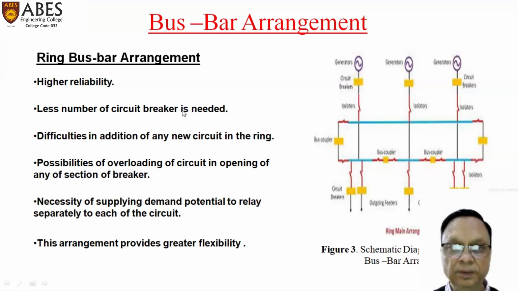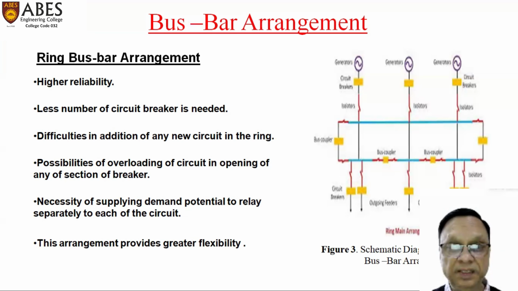That is very important. There are difficulties in addition of any new circuit in the ring. This is very important because if you add any load, we will have to disconnect the bus bars. And for that, the power transfer will be less because we have to shift the power from one circuit breaker to the other feeder. There is a possibility that we will not be able to shift the power, due to which outgoing feeders may get overloaded. This is a drawback with regard to the ring bus bar arrangement.